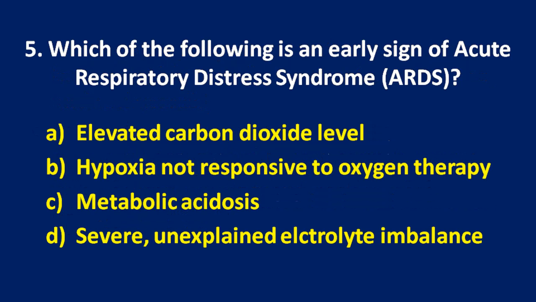Fifth question. Which of the following is an early sign of acute respiratory distress syndrome? Option A, elevated carbon dioxide level. Option B, hypoxia not responsive to oxygen therapy. Option C, metabolic acidosis. Option D, severe unexplained electrolyte imbalance. The correct answer is option B. Hypoxia not responsive to oxygen therapy.